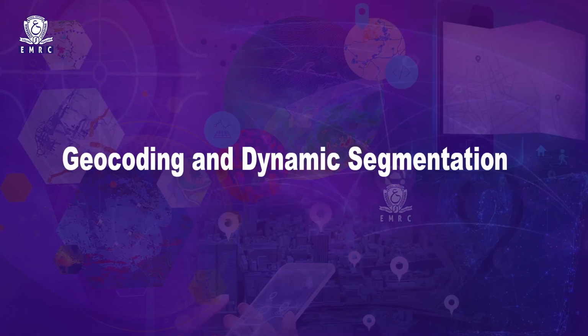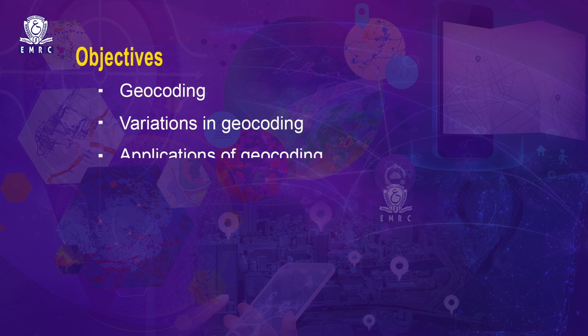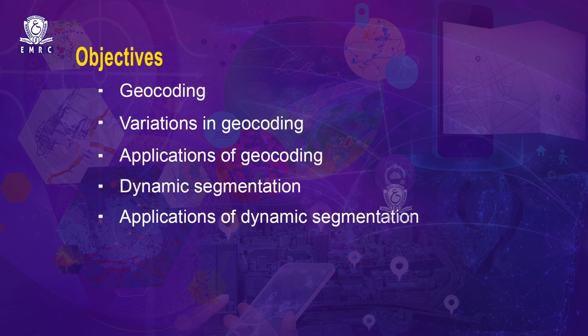In the previous chapter, we discussed spatial interpolation, how the process of spatial interpolation takes place, and how useful spatial interpolation is in GIS. In this chapter, we will discuss geocoding and dynamic segmentation. Geocoding, variations in geocoding, applications of geocoding, dynamic segmentation, applications of dynamic segmentation.